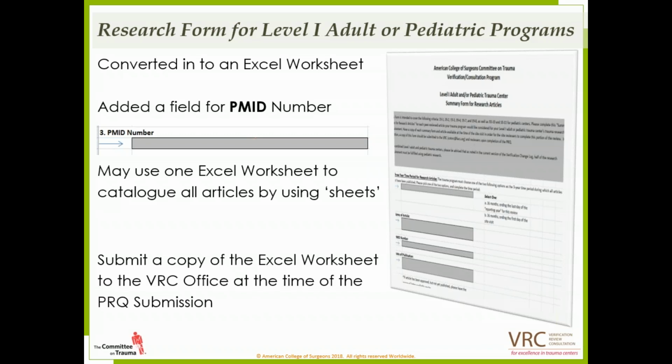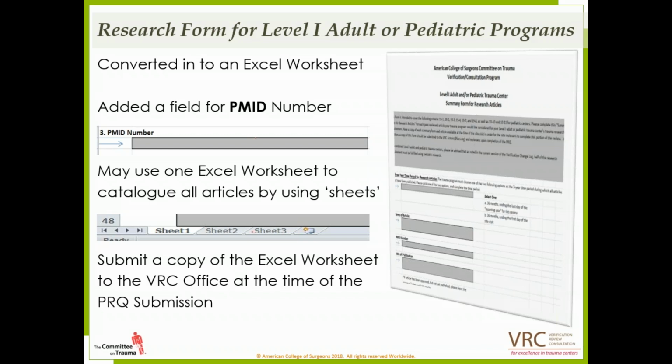So you can also use one Excel sheet to document all your research articles, and you can use the sheets noted at the bottom of your Excel. This way you don't have to do one for every single article. You can just do it in one Excel worksheet. And once you are done with that, we are asking trauma centers to forward a copy of the completed Excel worksheet to the VRC office.